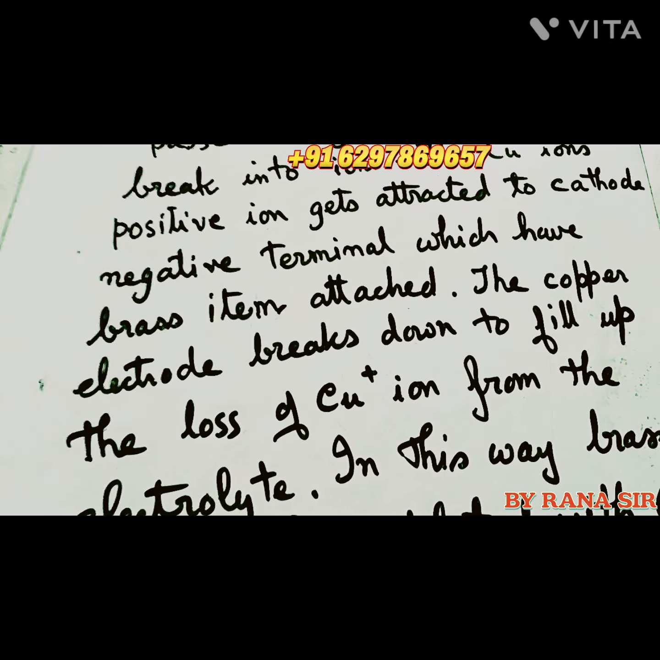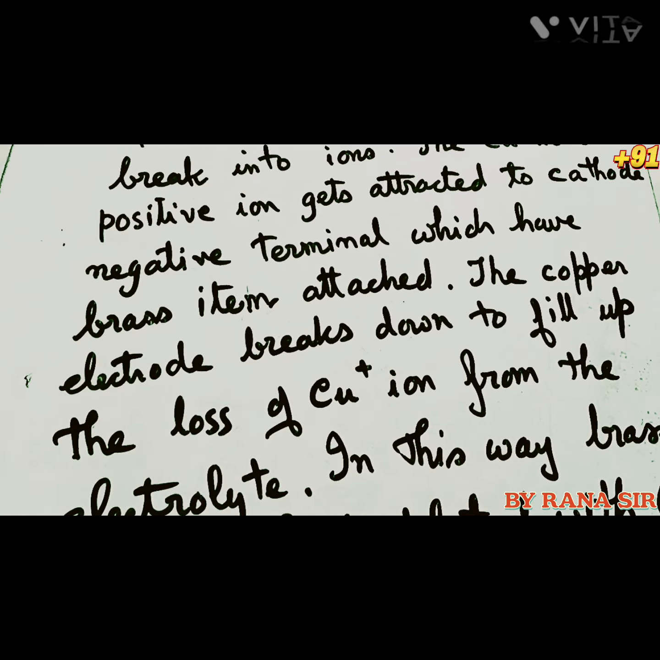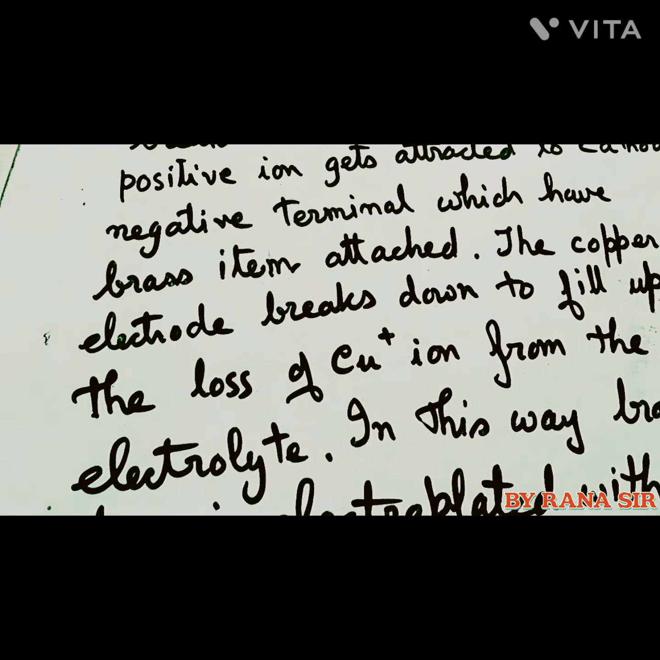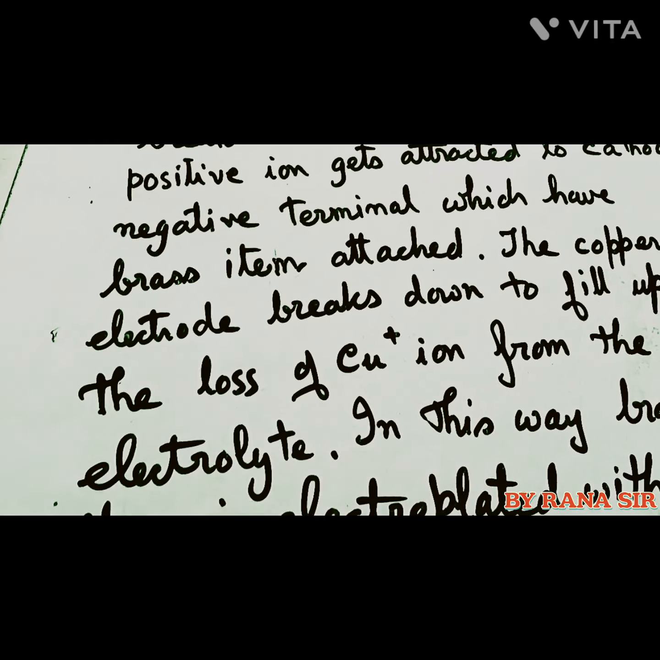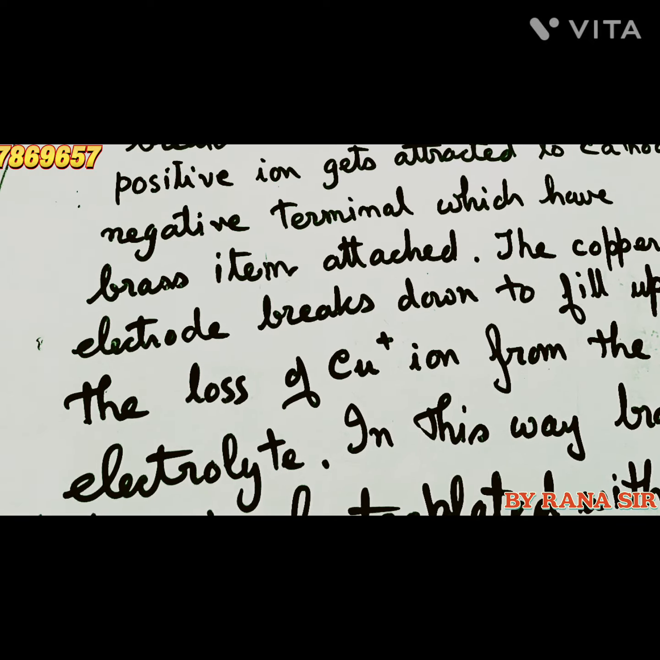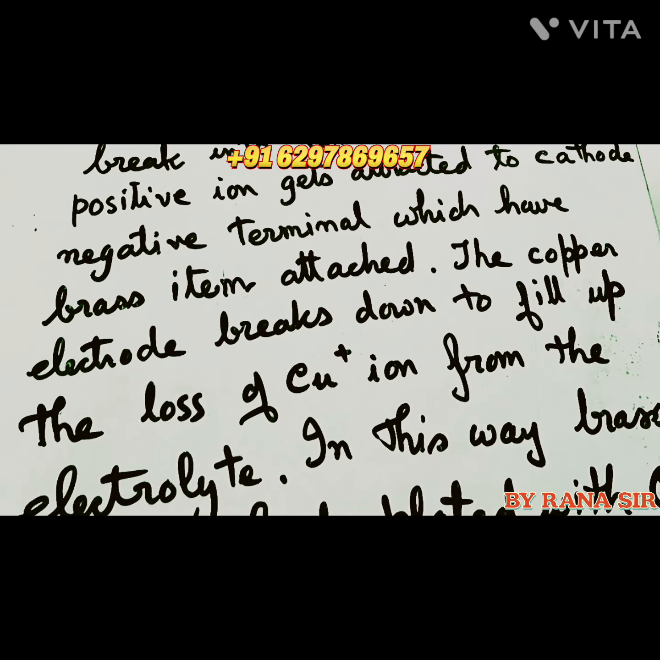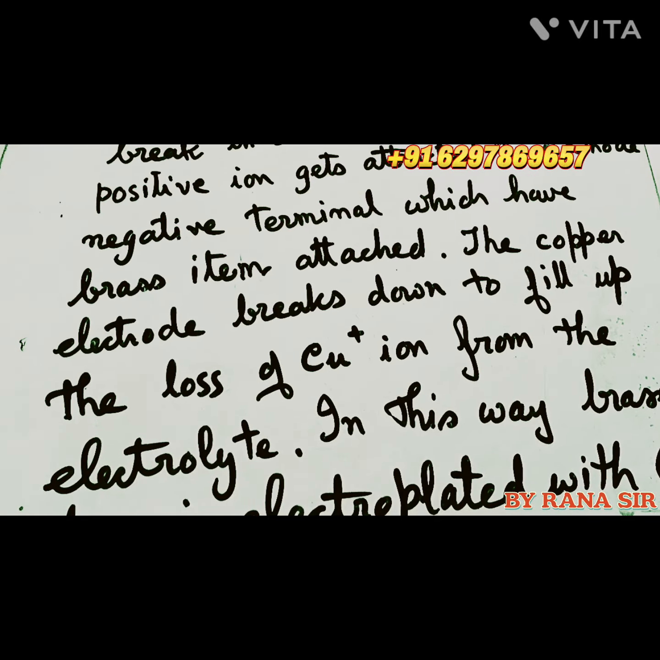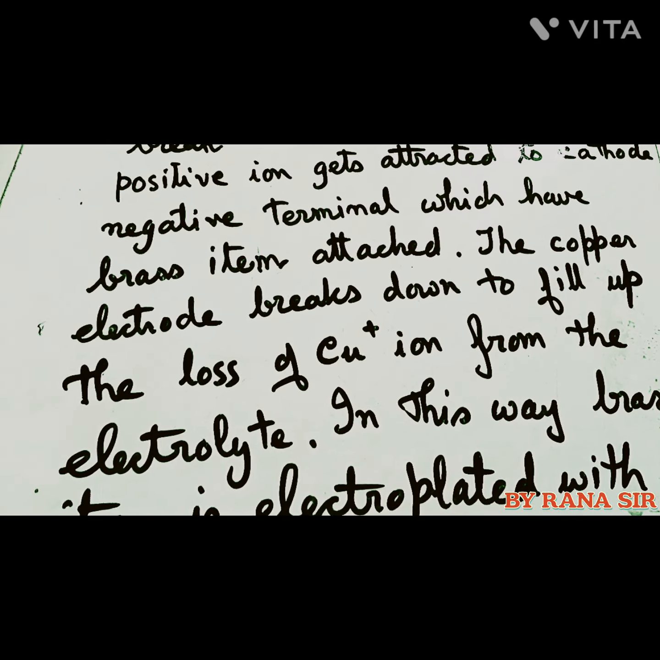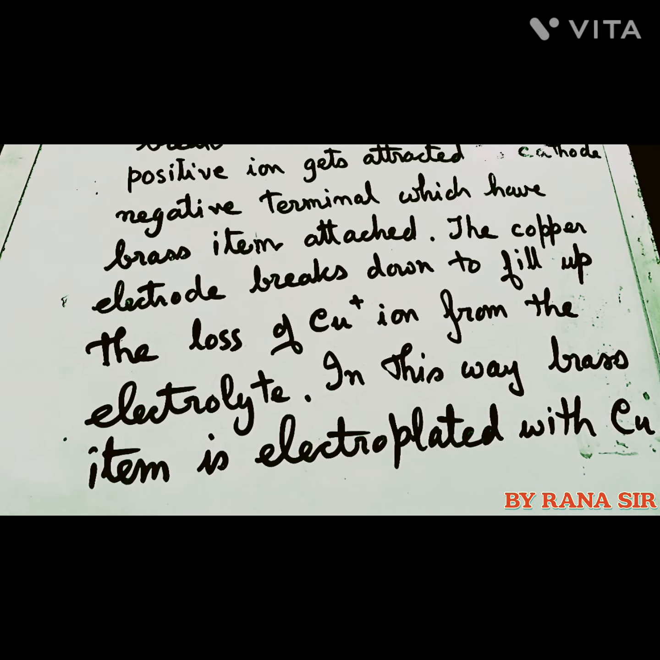The copper electrode breaks down to fill up the loss of copper ions from the electrolyte. What does this sentence mean? We have already kept copper in the anode. Now this copper metal breaks down. Why? Because the electrolyte's copper ion is getting deposited on the negative terminal. So the loss of copper is fulfilled by the breaking of copper from the anode. In this way, the brass item is electroplated with copper.